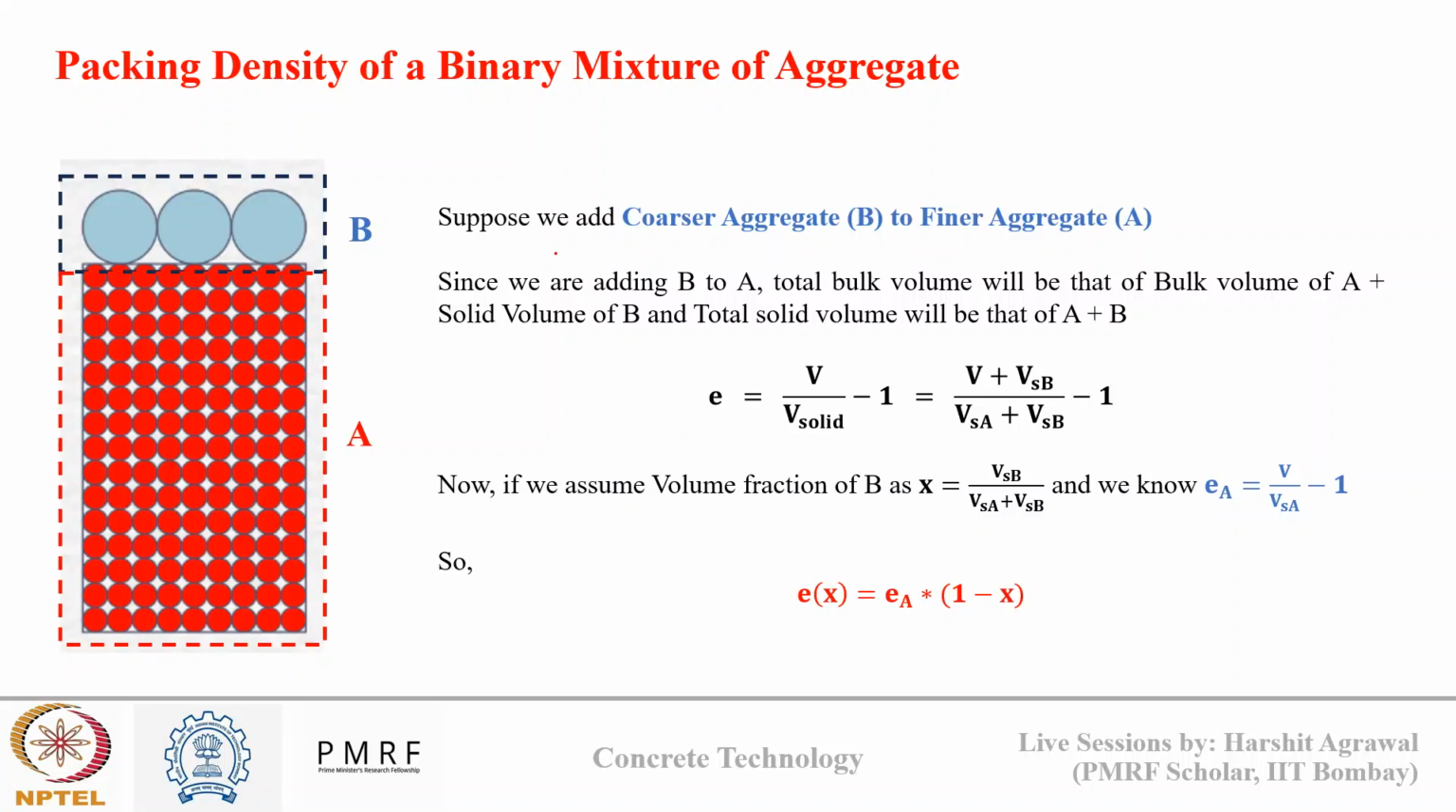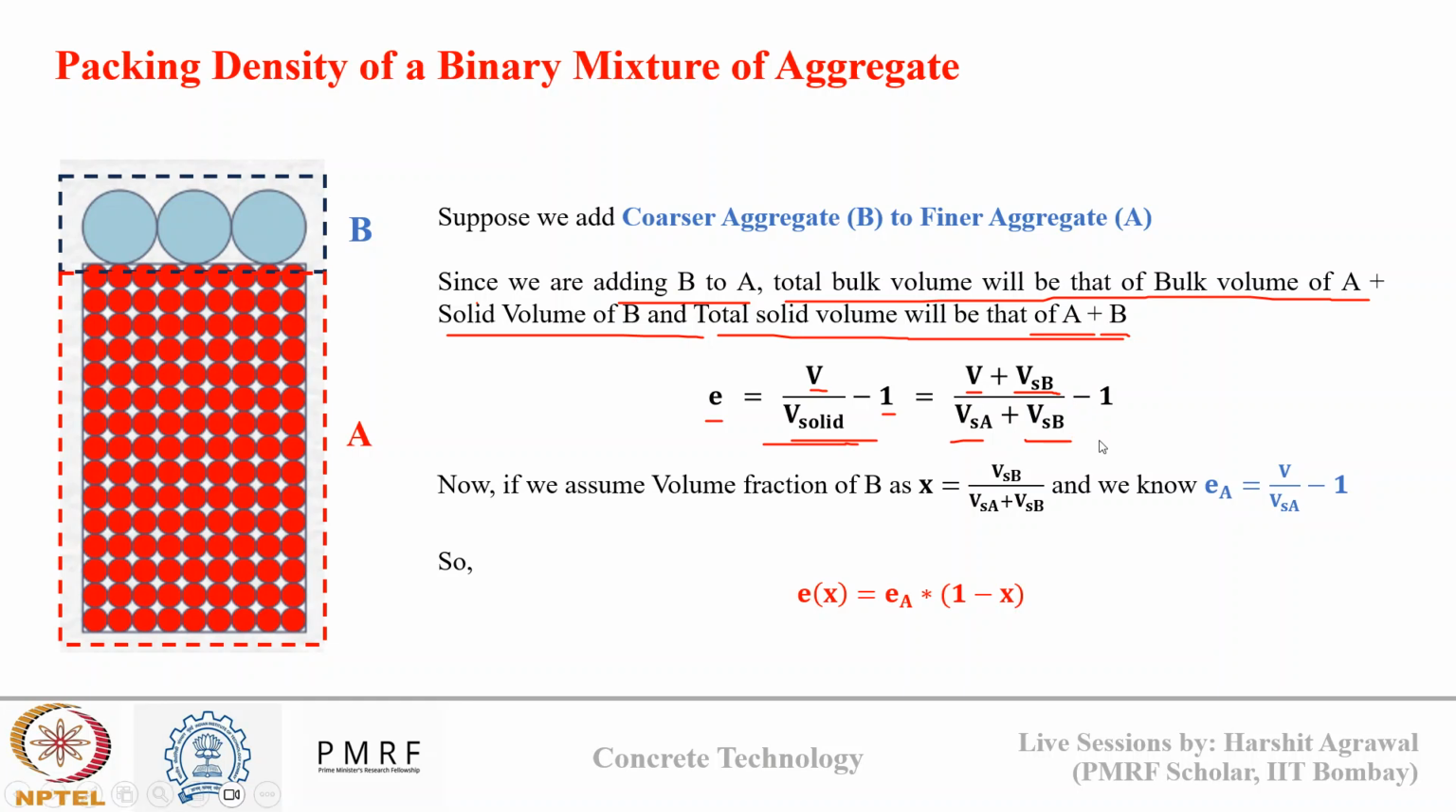Now, suppose I am adding coarse aggregate into fine aggregate, so I am using a multi-sized aggregate system. Since we are adding B to A, what will happen? The total bulk volume will be bulk volume of A plus solid volume of B. However, the total solid volume will be solid volume of A plus solid volume of B. So I can write void ratio as bulk volume upon solid volume minus 1, and this I can write as bulk volume V_A plus solid volume of B, while the total solid volume will be solid volume of A plus solid volume of B, minus 1.